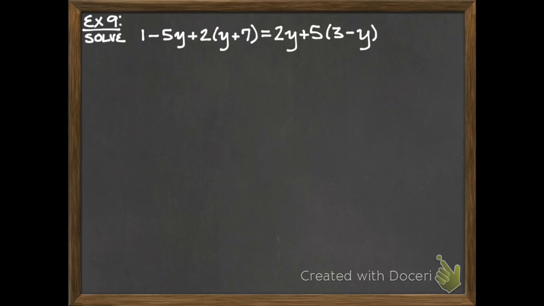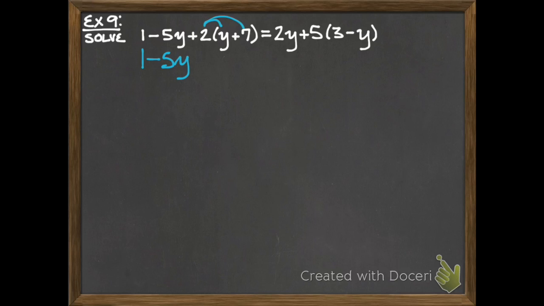Okay, so example number 9. It's kind of like some of the earlier ones. So first thing we want to do is go ahead and simplify this equation before we start trying to solve for anything. So I'm going to go ahead and distribute this 2y across, so everything else is just going to come along for the ride.